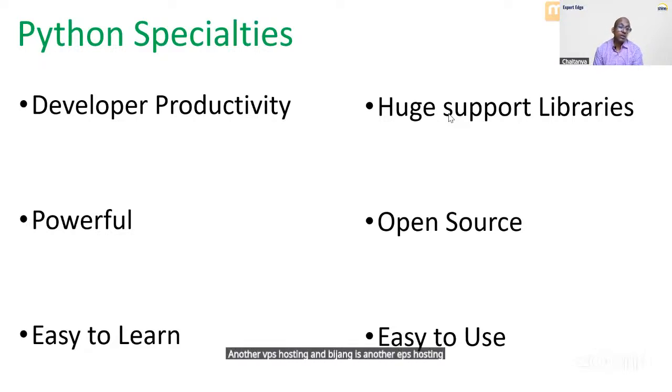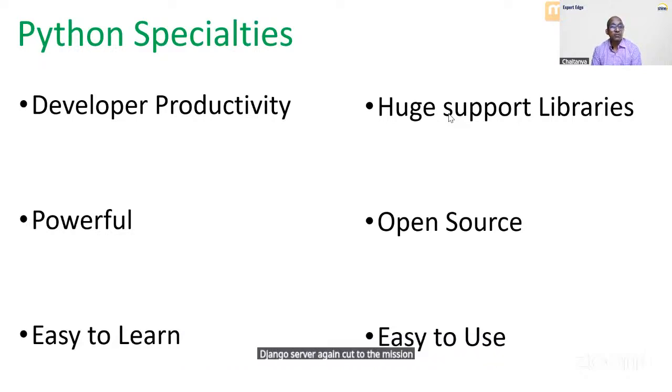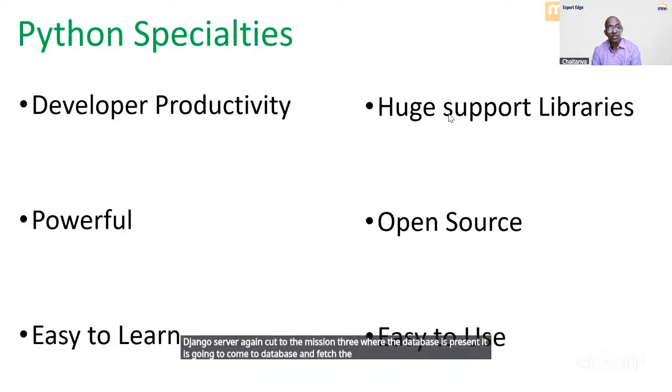So each and every machine is in the network, so one machine can connect to another. For example, my React server, which is on machine one, sends a request to the Django server on machine two. The Django server again goes to machine three, where the database is present. It comes to the database, fetches the data, and gets the data from machine three.